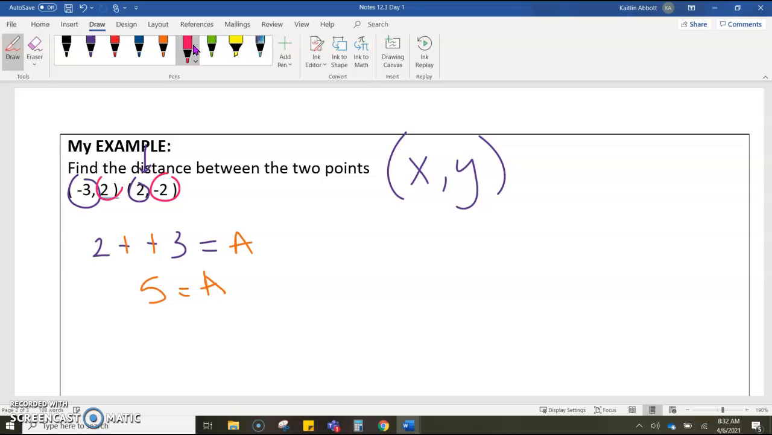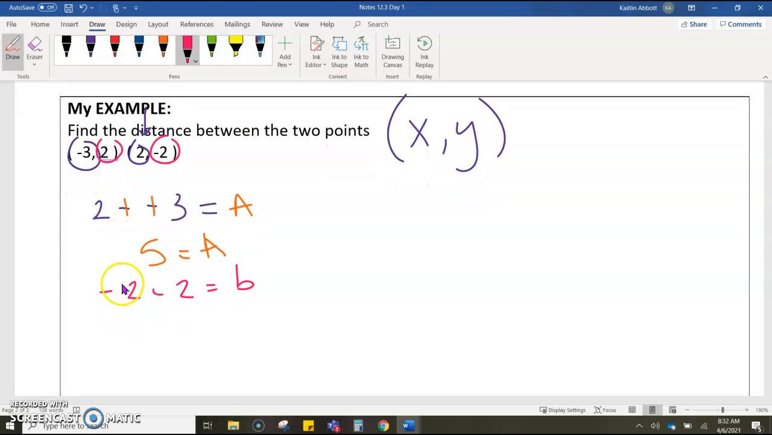Now we're going to do the second one. So we're going to start with the second y. So -2 minus 2 equals B. So I'm going to do keep, flip, change. So now I got -2 plus -2. Negative plus a negative is going to be more negative. And 2 plus 2 is 4. So we got -4 equals B.